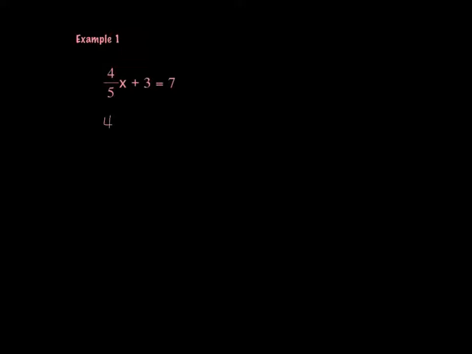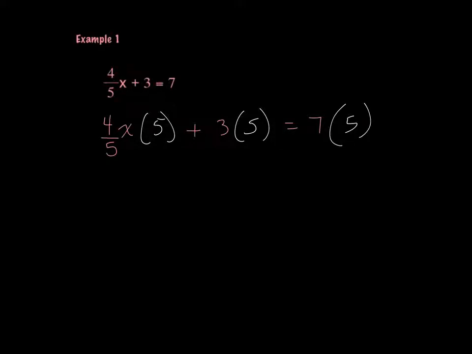So we're going to take 4/5 x and multiply it by 5. I'll put it in brackets here in white. But remember, with brackets, it just means multiply. So we're going to do the same with the 3. It's going to get multiplied by 5. And we have to do the same to the 7. A lot of people leave out one side of an equation. You've got to make sure every single term gets multiplied, and that includes the 7 over there.